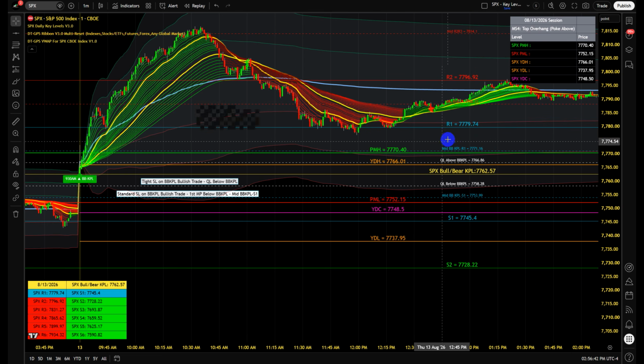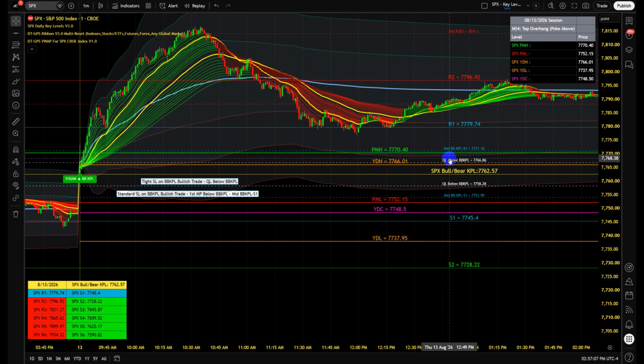The final strike, the furthest away, is going to be the strike that is 1 full key level away from the level that you're basing the trade on. In this case, bull bear KPL, bullish trade looking up, 1 full key level away, R1, 77.7974. So that is the 77.80 strike.